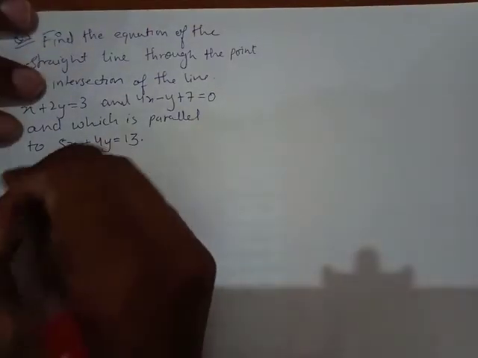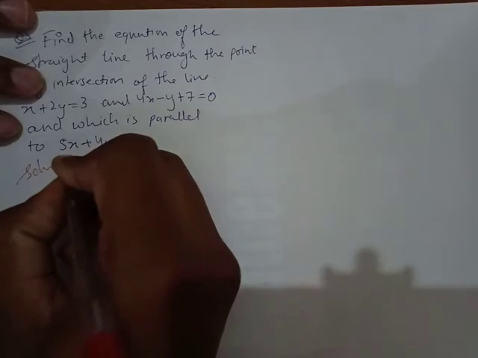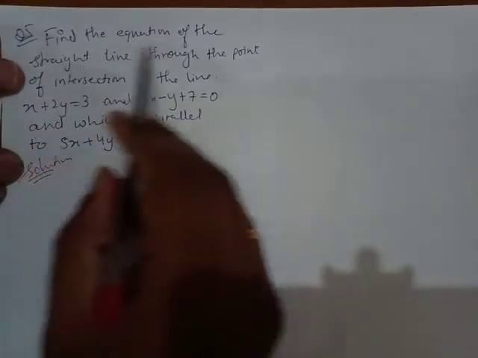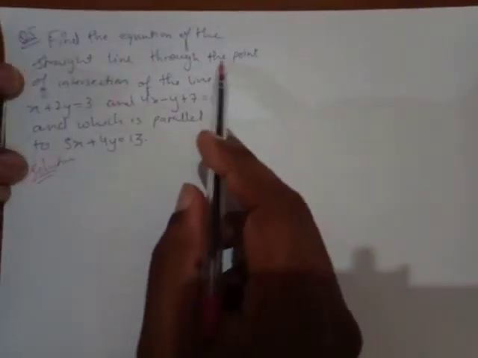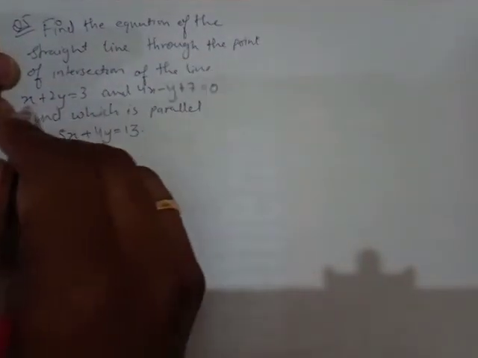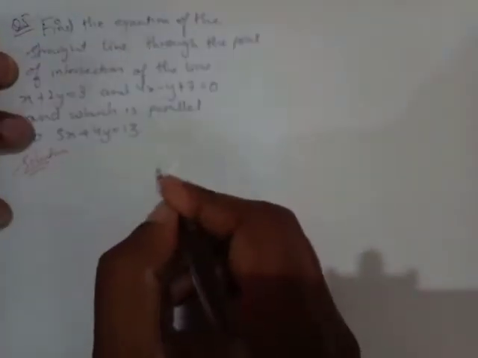Here's the solution that I'll give you. They said find the equation of a straight line through the point of intersection. So there are two lines already, this one and this one.